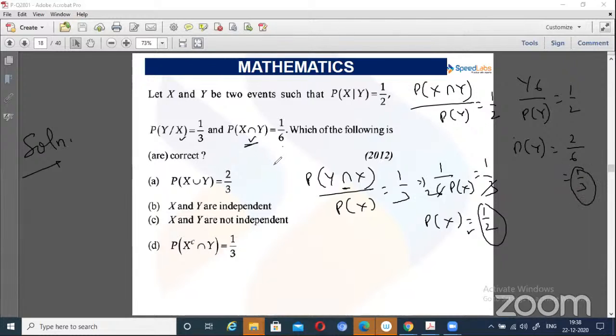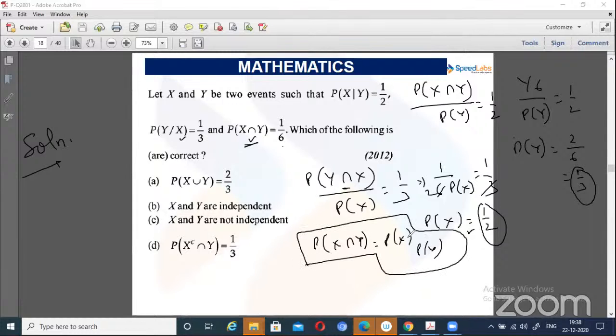This gives us the hint that P of x intersection y is P of x into P of y, and x and y are independent events. So this is true. X and y are independent events. We have to find x union y, which will be equal to P of x plus P of y, 1/3 plus 1/2, minus P of x intersection y, 1/6. That is 2/3. So A is also correct.